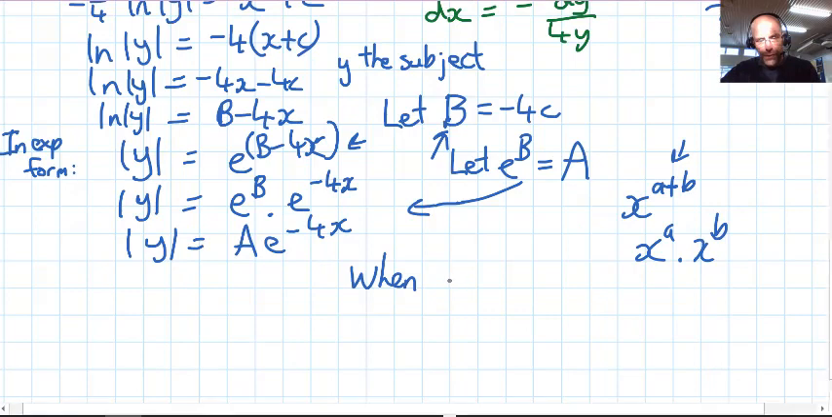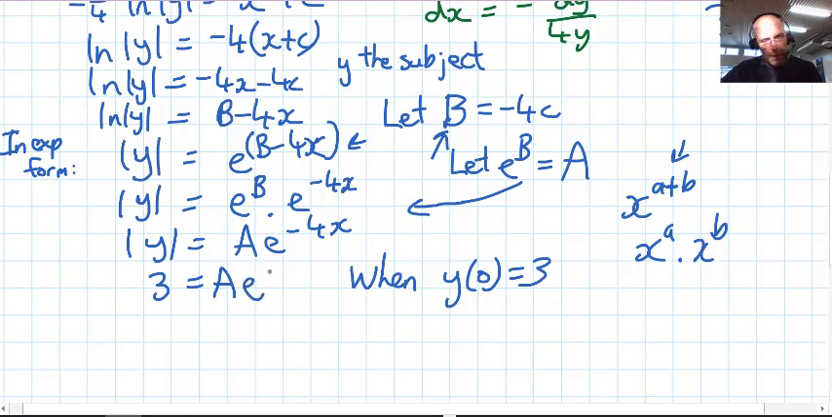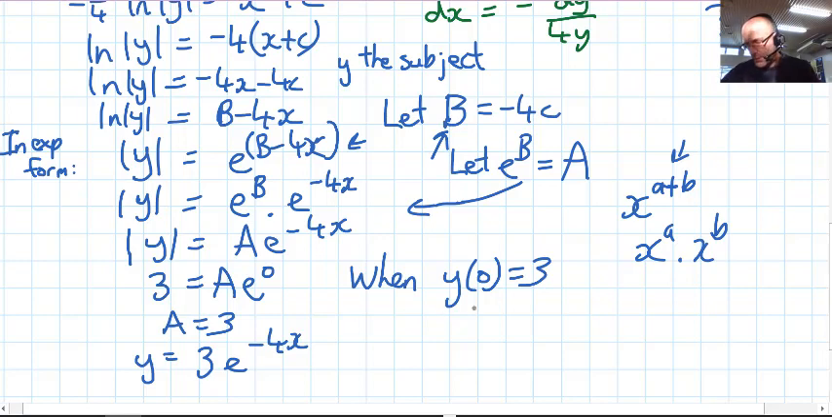So when we have y of 0, we have 3. So when x is 0, y is 3. So 3 equals A. This is how we find what A is, you see. And we have e to the 0, which is 1, so A equals 3. Okay, so in the final line, we can drop the absolute value thing, and we've got the solution. So y equals 3e to the negative 4x is the solution to that differential equation.